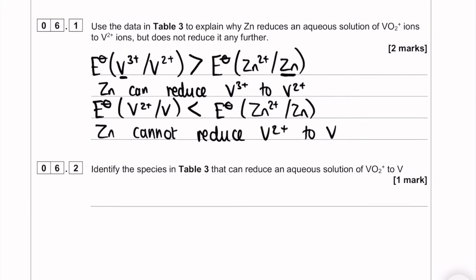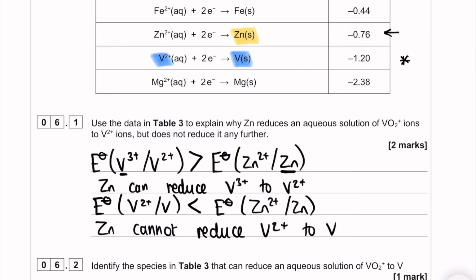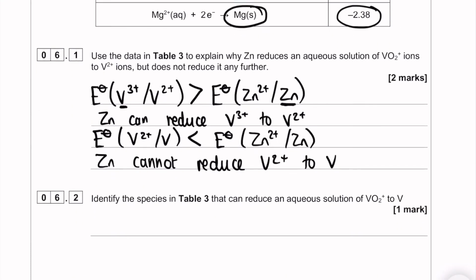Identify the species in Table 3 that can reduce VO2+ all the way to vanadium. So it needs to be less than, and it needs to be on the right-hand side. Reducing agents are always on the right-hand side. This inequality would have to have a greater than symbol, and the only one that would work for would be magnesium.